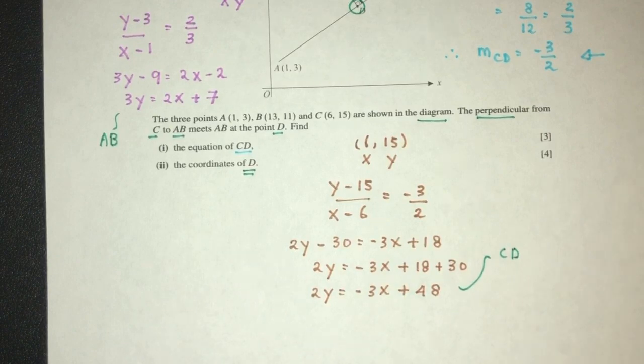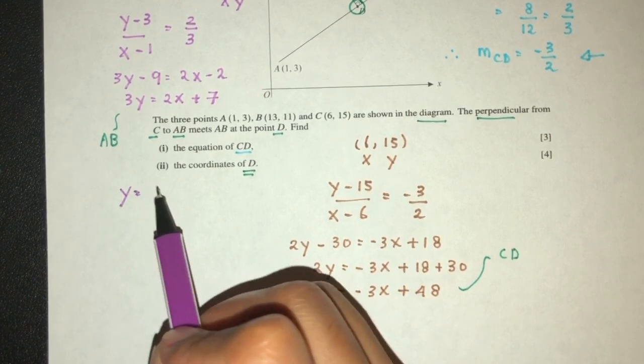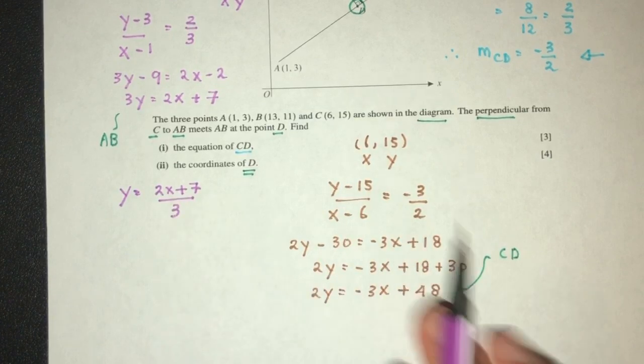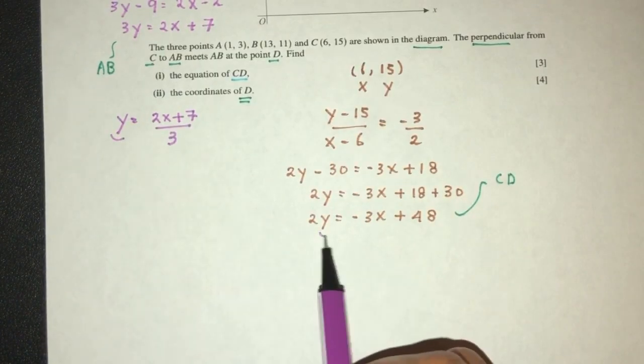Now the point D is a point of intersection, so we have to solve the equations simultaneously, right? So let's see which one you want to make the subject, and then we can solve one by one. So for the first one, I can make y the subject. It will be 2x plus 7 divided by 3. Now replace the y in this y.